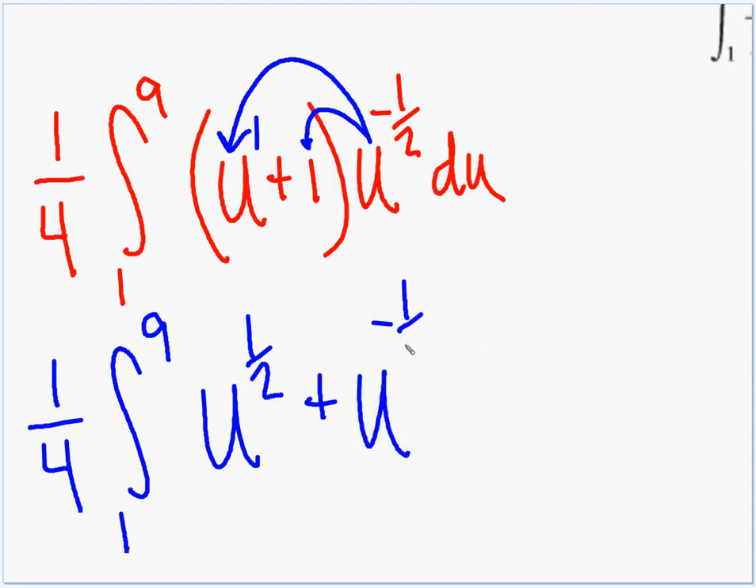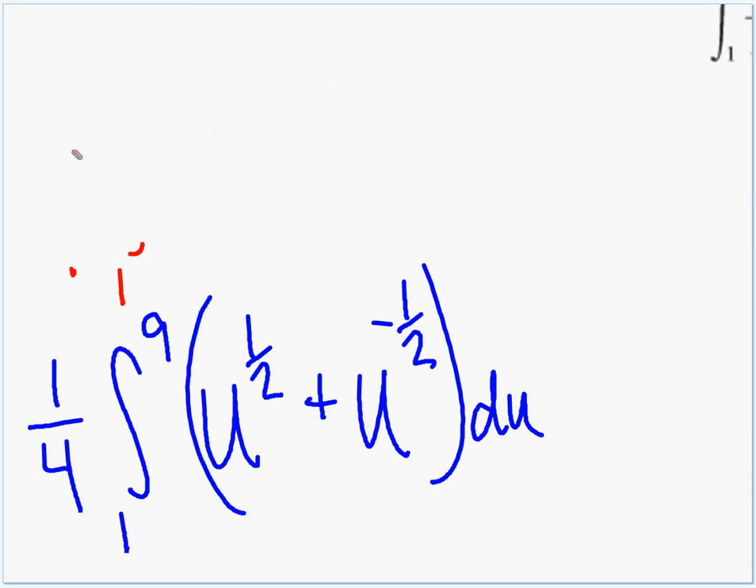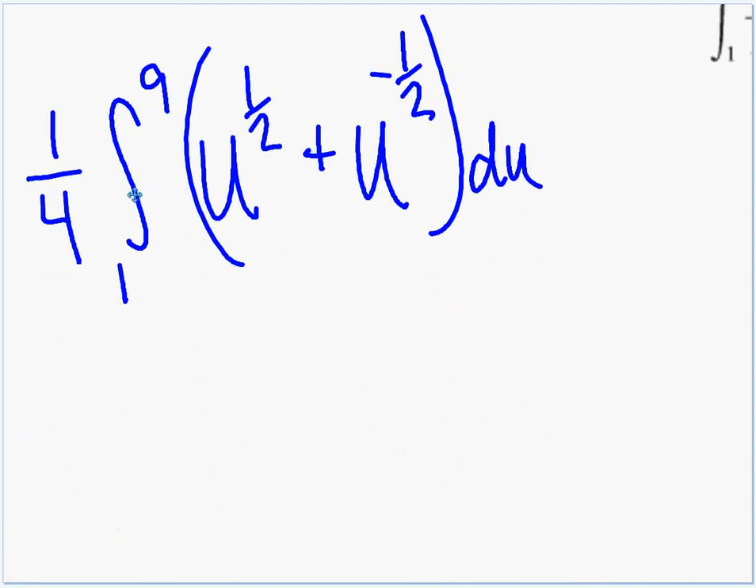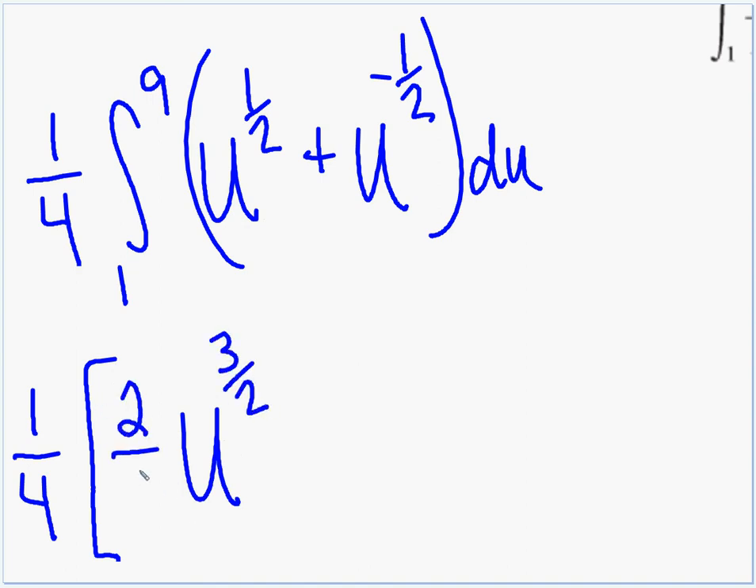Okay, we've done a lot of work, and now we are finally ready to do a little calculus and anti-derive. So again, the 1/4, that is a multiple that will come along for the ride. U to the 1/2, we're going to raise that power up to the 3/2 and divide by 3/2, which is the same as multiplying by 2/3. Plus u to the negative 1/2, we're going to raise that up to the positive 1/2 and divide by 1/2, which we can bring up, flip, and multiply by 2.